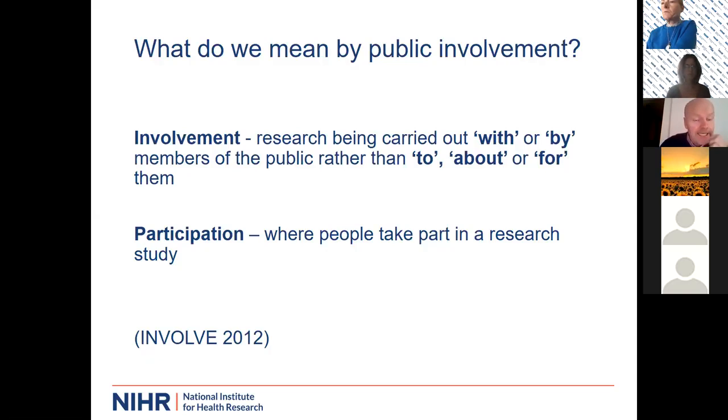And this, of course, is distinct from participation. This is where people take part in a research study. This is where you collect data from participants in your research study, for example, clinical trials, completing questionnaires.